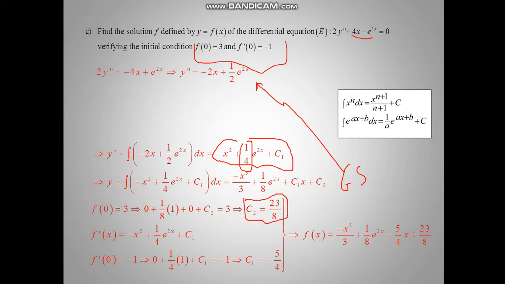Okay, f prime of x, this expression here is f prime of x. We have f prime of 0 equals minus 1. Replace x by 0 here. Okay, e to x is 1, because x equals 0, e to the power 0 equals 1. So we get c1 equals minus 5 over 4. So finally we have c1 and c2. We replace c1 and c2 by their values here to get the particular solution of the differential equation.